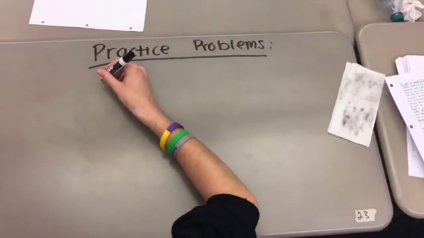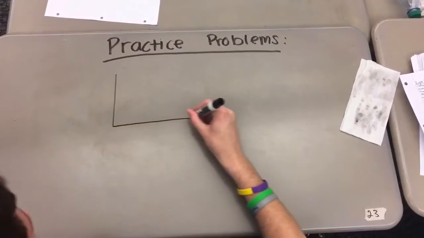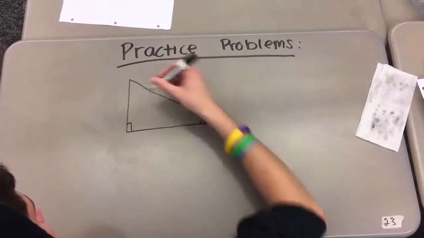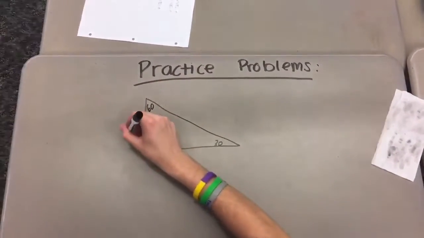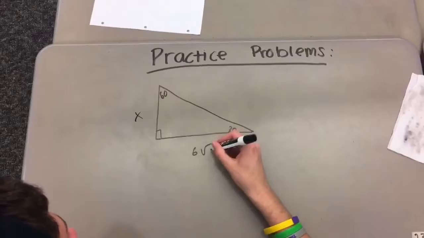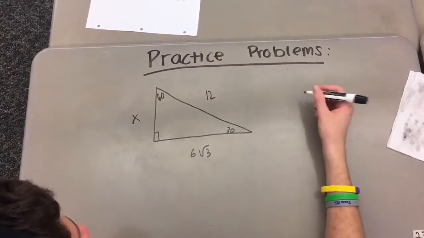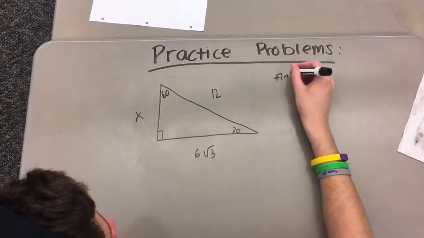Moving on to the fourth practice problem, which is also a 30-60-90 triangle. Once again, 90 degrees in the bottom left, 30 to the right, and 60 up top. It is given that x radical 3 equals 6 radical 3. The hypotenuse is 12. You're trying to find x.